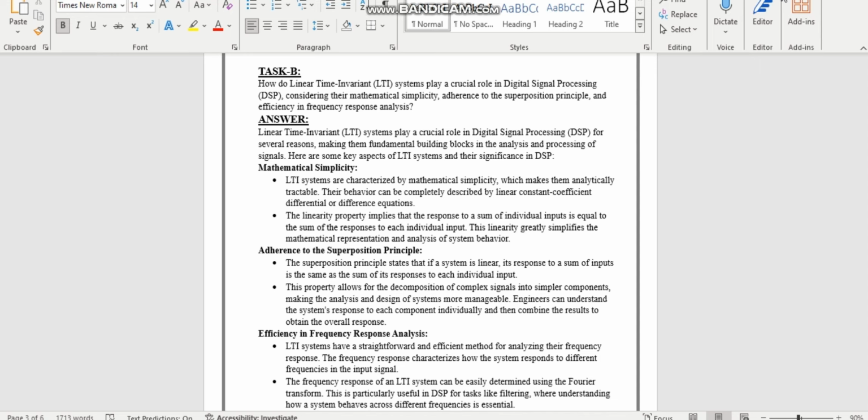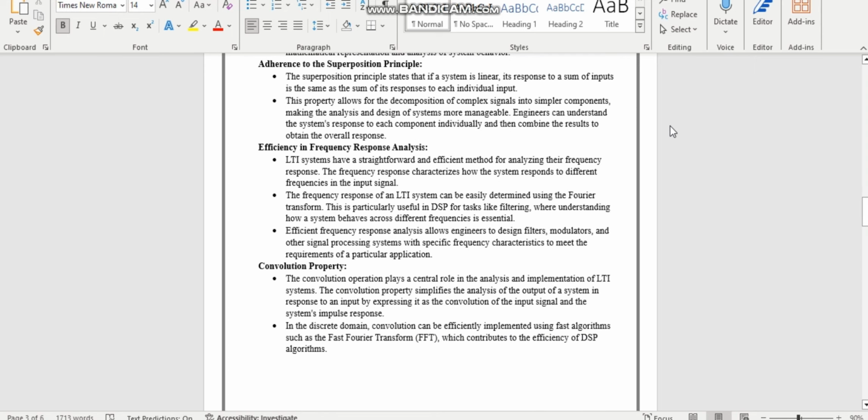Adherence to the superposition principle. The superposition principle states that if a system is linear, its response to a sum of inputs is the same as the sum of its responses to each individual input. This property allows for the decomposition of complex signals into simpler components, making the analysis and design of systems more manageable. Engineers can understand the system's response to each component individually and then combine the results to obtain the overall response.